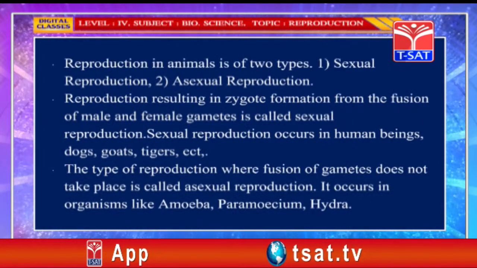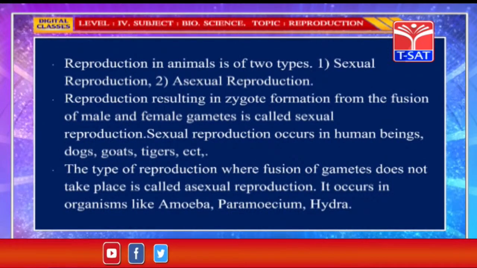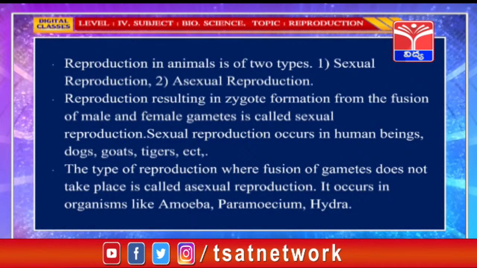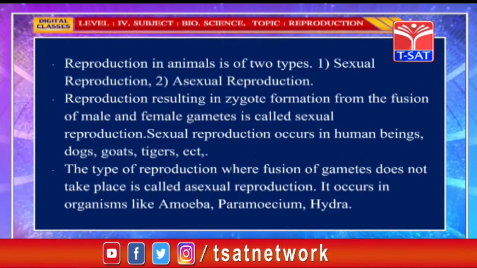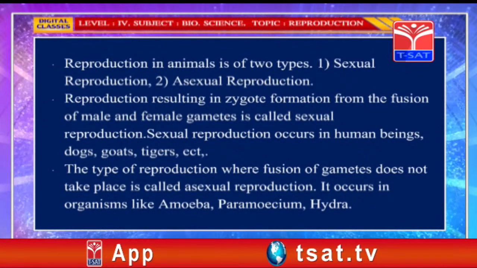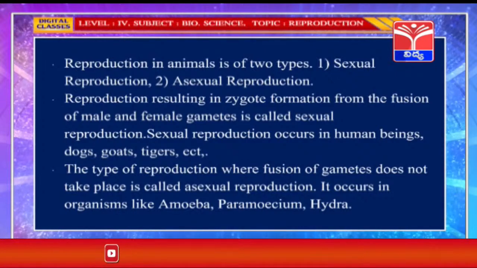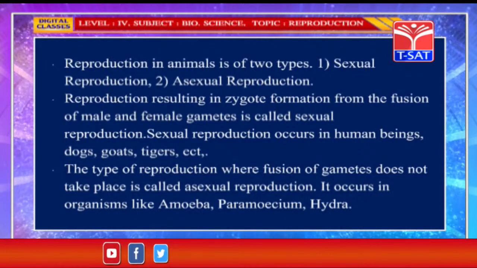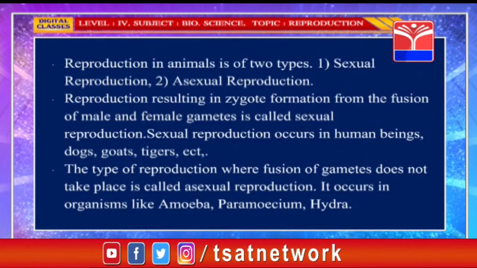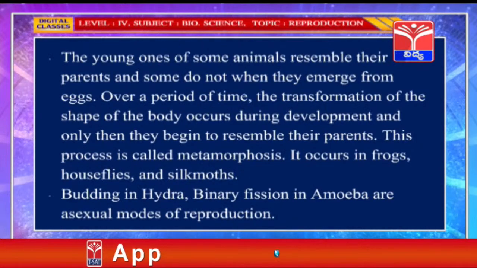Reproduction in animals is of two types: sexual reproduction and asexual reproduction. Reproduction resulting in zygote formation from the fusion of male and female gametes is called sexual reproduction. Sexual reproduction occurs in human beings, dogs, goats, tigers, etc. The type of reproduction where fusion of gametes does not take place is called asexual reproduction. It occurs in organisms like amoeba, paramecium, hydra.